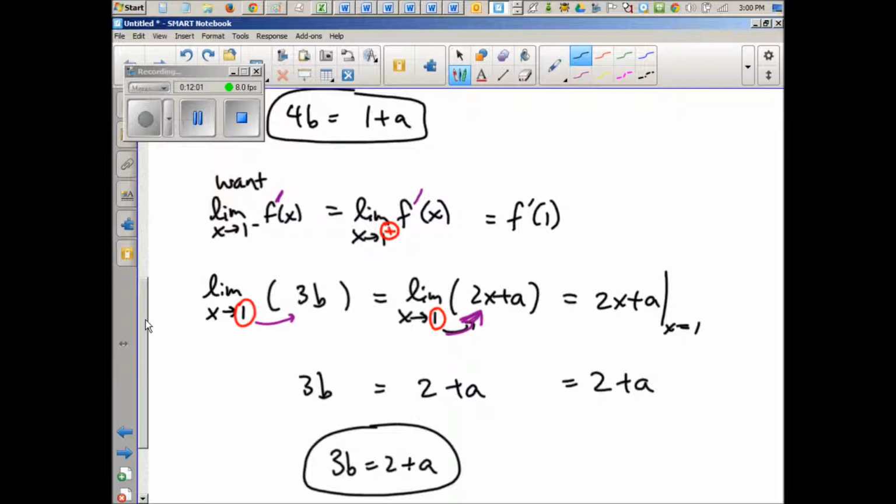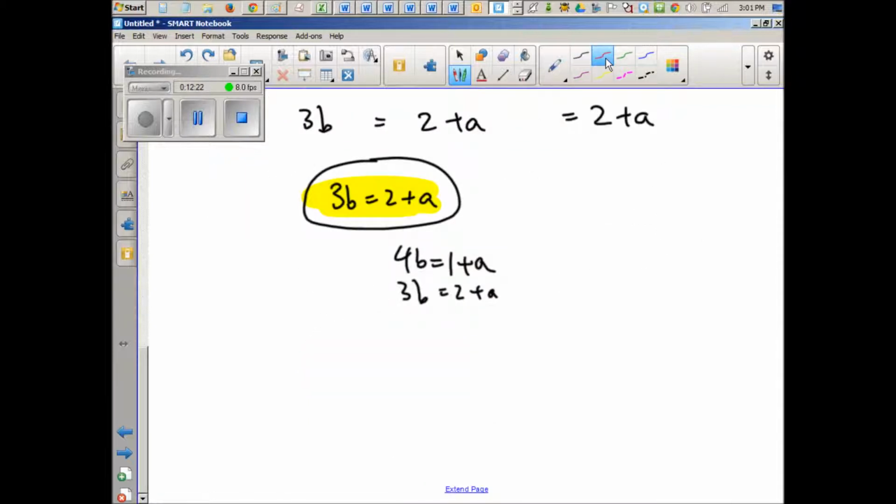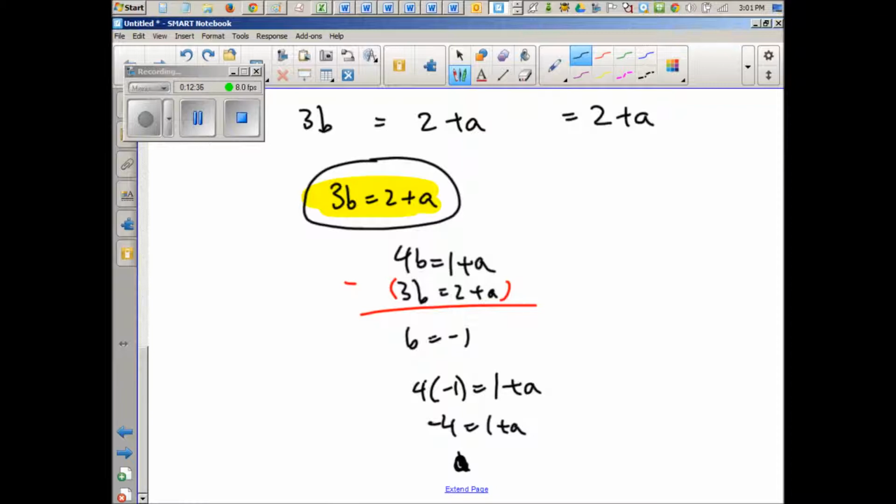So now we have two equations. You can see them. I'll highlight them again. So we basically have this in yellow up here and this in yellow down here. And it's time to solve. So 4b equals 1 plus a, combined with 3b equals 2 plus a. Solve this however you like. You have many methods, but let's go ahead and subtract these maybe. And we learned that b is negative 1. Which means that 4 times negative 1 equals 1 plus a can be solved. And a is evidently negative 5.